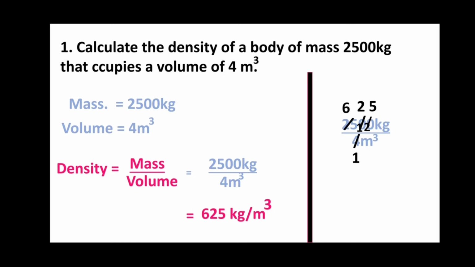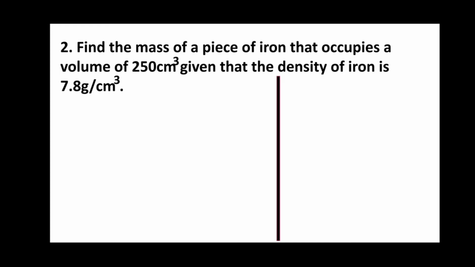Moving to the second question. Find the mass of a piece of iron that occupies a volume of 250 centimeter cube, given that the density of iron is 7.8 gram per centimeter cube. Here we have to find the mass. Volume is given as 250 centimeter cube. Density is given as 7.8 gram per centimeter cube.